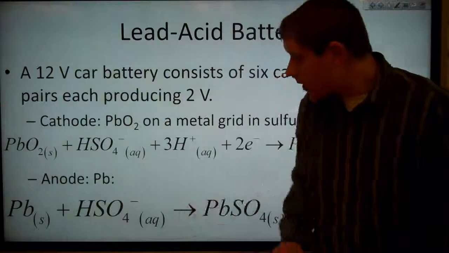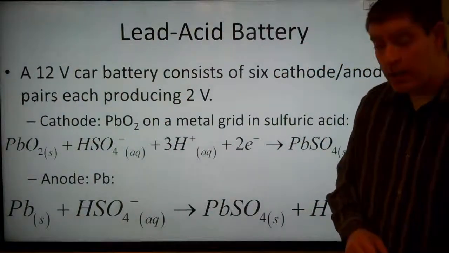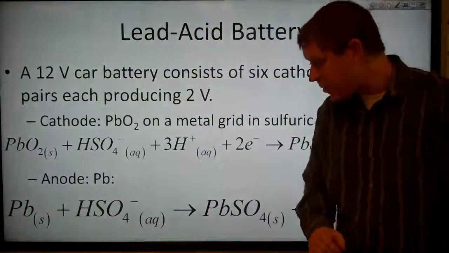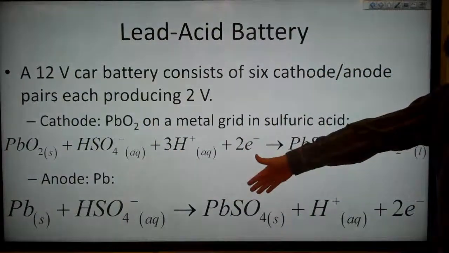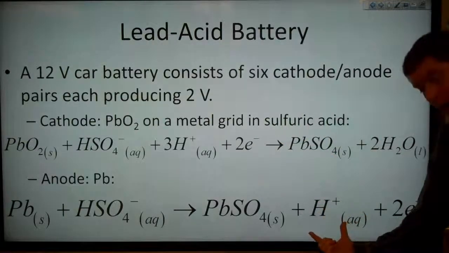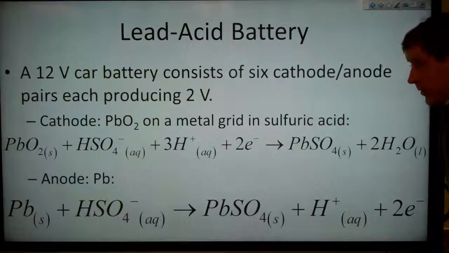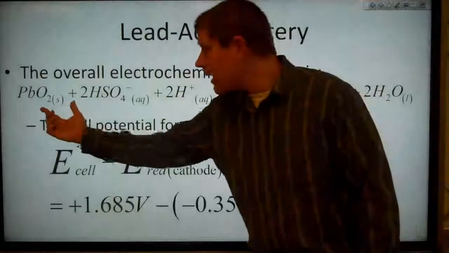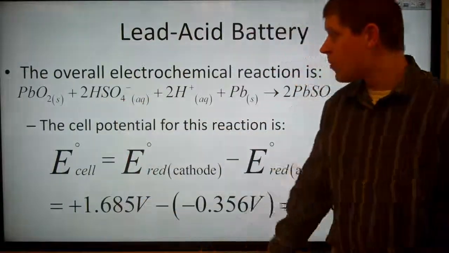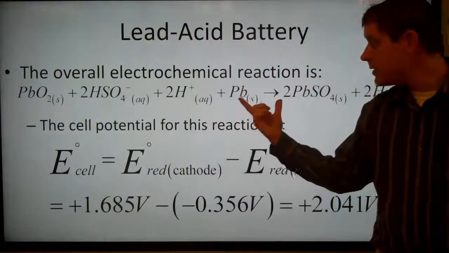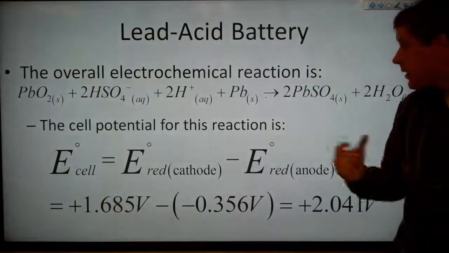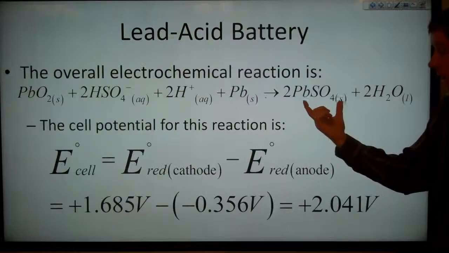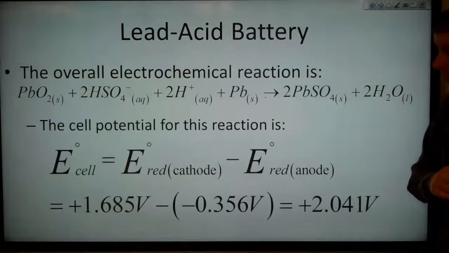And then the anode is lead, so we have lead solid plus the HSO4 minus react to yield lead sulfate plus hydrogen ion and 2 electrons. And then our overall electrochemical reaction is lead oxide plus 2 HSO4 minus plus 2 hydrogen ions plus lead solid react to give us 2 lead sulfate solid plus 2 water molecules.